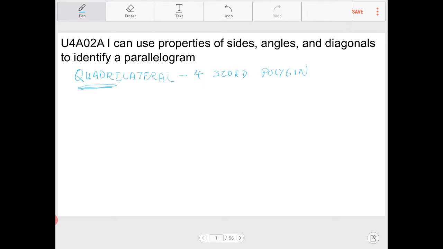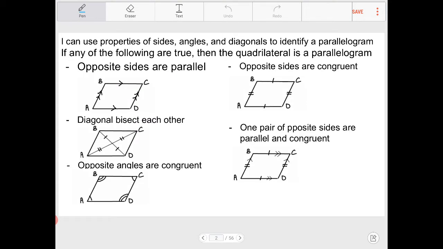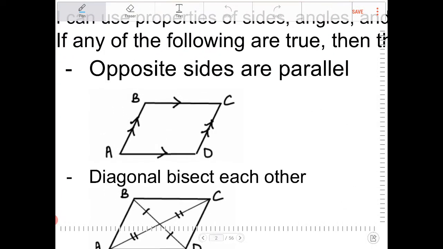So what kinds of restrictions can we put in place? Well, that's where a parallelogram comes in. A parallelogram is a very specific kind of quadrilateral, and as the name suggests, there are going to be lines that have to be parallel to one another. So let's take a look. One of the very definitions of what a parallelogram is, is that the quadrilateral has to have opposite sides parallel. So this is our starting point. Opposite sides must be parallel.